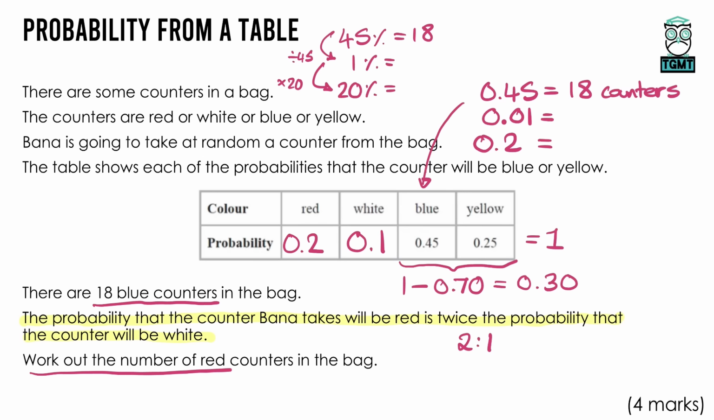So when we do 18 counters, divide by 45, that actually gives us 0.4. So here, 0.01 as a percentage would be 0.4 counters. We're going to times by 20 to get to 20%. So times by 20 on the calculator, and that gives us 8. And there we go, 20% is equal to 8 counters. So there we go, our final answer is 8 counters. And there we go, and that is 20% of the counters.